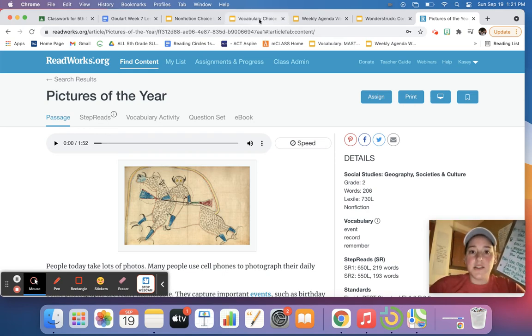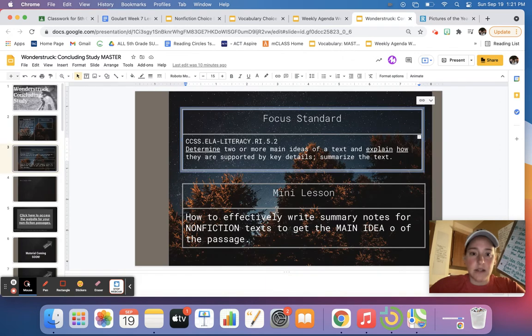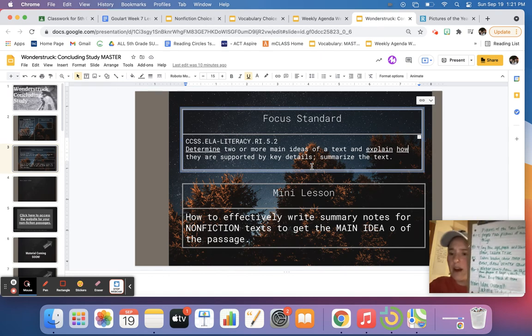Now let's revisit our standard because as far as I know, we have done the first part to determine two or more main ideas of a text. We've used two sentences. I think that's pretty accurate. Okay. Now we're going to have to explain how they are supported by key details. How? These types of questions might ask you, why did the author write paragraph 4? Why did the author write paragraph 2? What purpose does paragraph 2 have in accordance or based on the overall main idea of the passage?